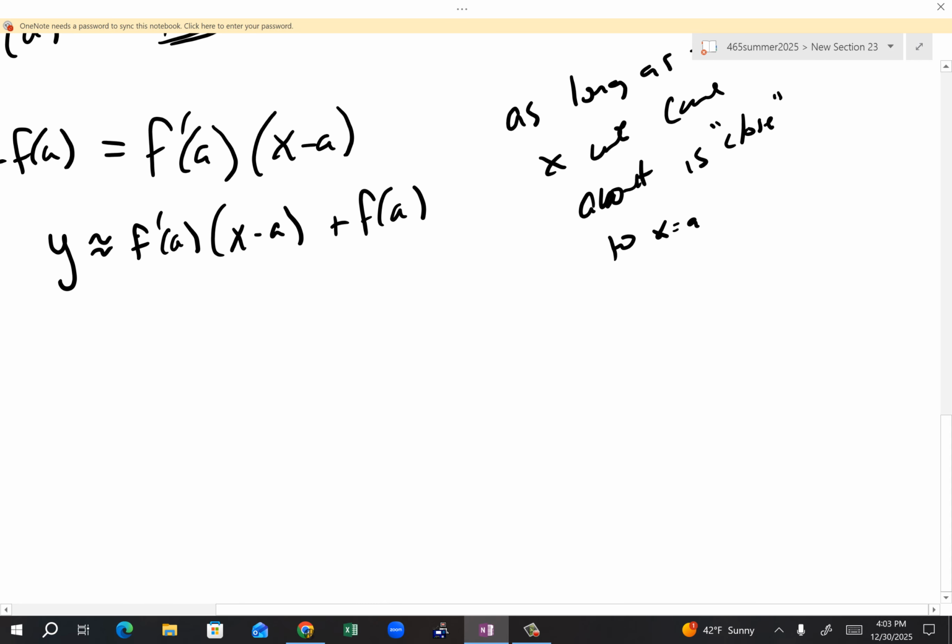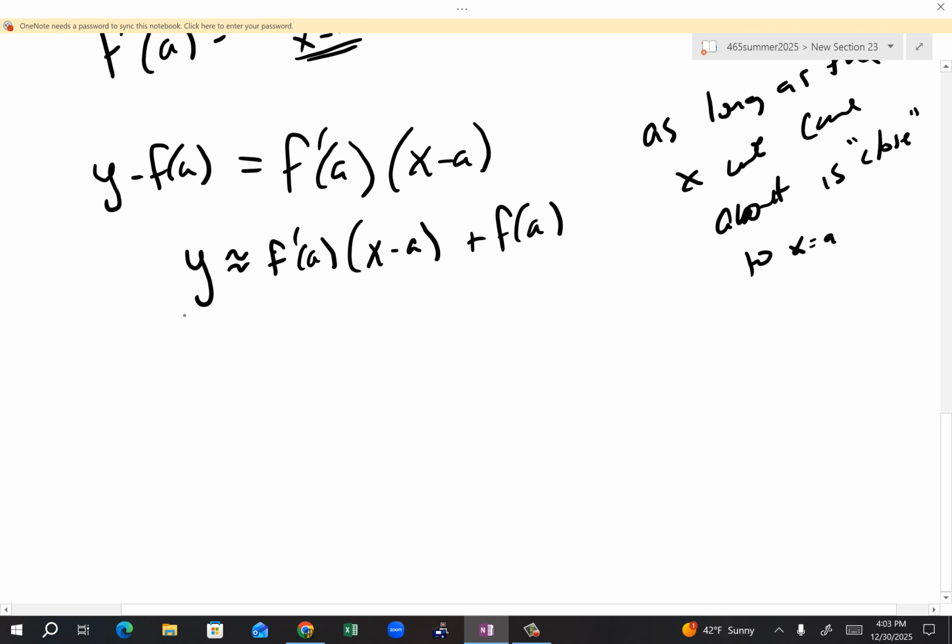Now, we will be looking at this piece right here a lot. We're going to write it a couple of different ways. Allow Mr. Groom to show you one of them. We're going to call this delta x.